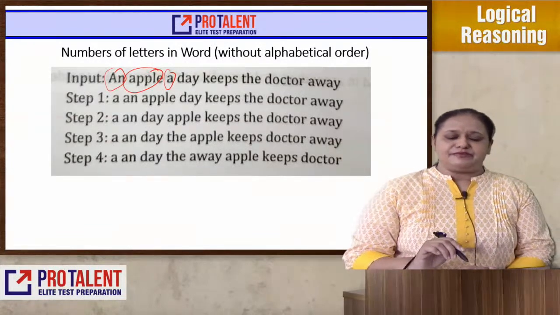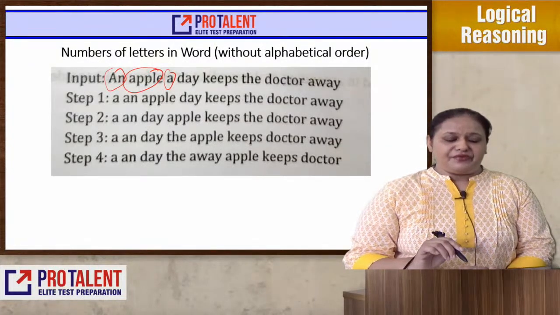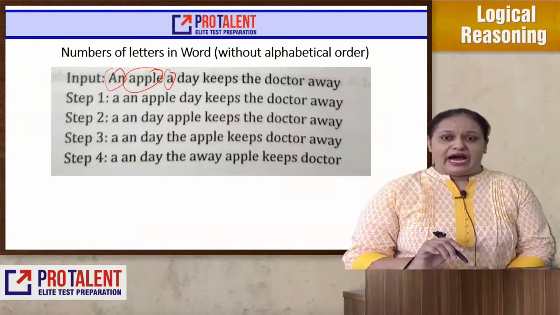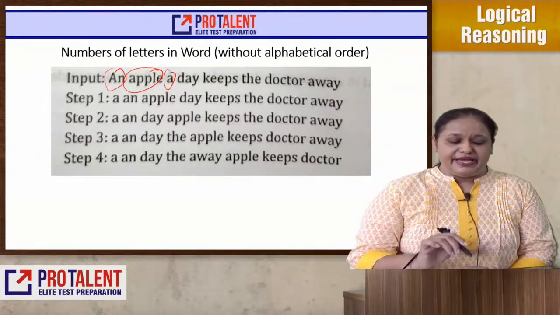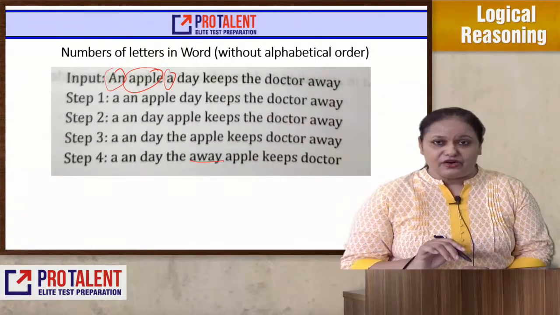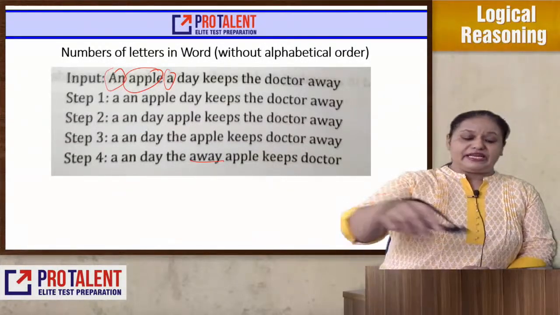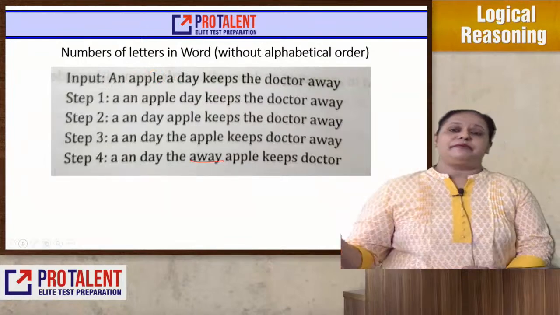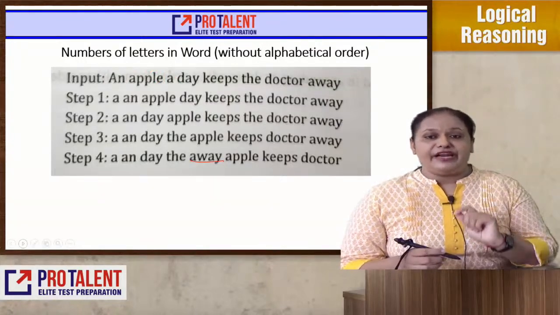An apple a day keeps the doctor away, right? So what we are going to do is over here, is it in alphabetical order? A, N, here it is away. No. So it is not in alphabetical order. Okay. So what could be the next probable logic? The next probable logic is number of letters.